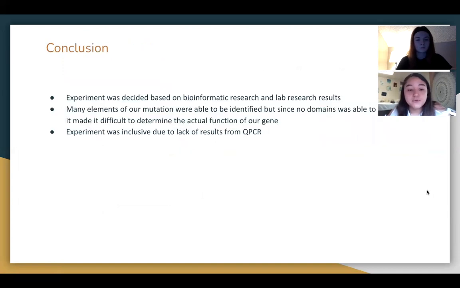With this, overall, we tried to understand the function of our unknown gene to help science know more about this mutation. This experiment was able to help us figure out a little more about many of our elements of our mutation, using bioinformatics and lab research results. Many of our elements of the mutation were able to be identified, but there were no domains, which made it difficult to find the actual function of our gene. And through our experiments, lack of results also helped us figure out very inconclusive results.